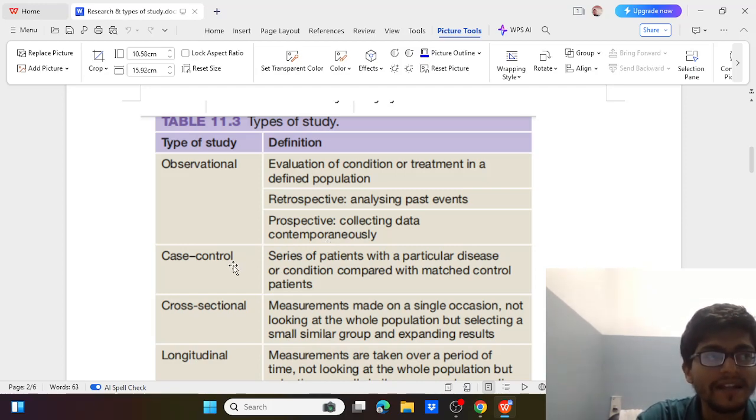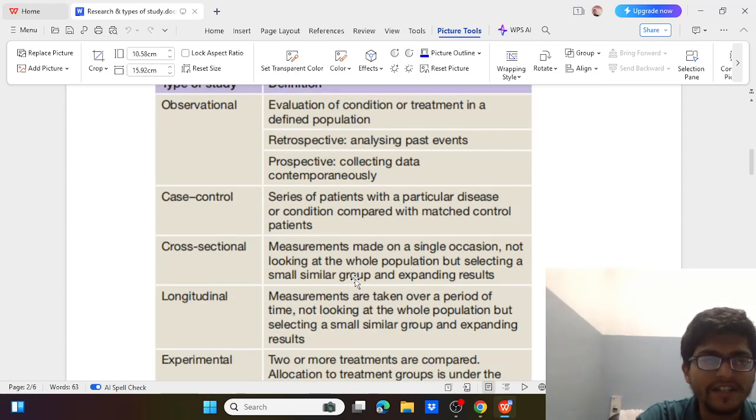Then we have case control study. In case control study, we'll have a series of patients with a particular disease or condition, and we will compare with the matched control patients. So इसमें हम एक डिजीज लेंगे या कंडीशन लेंगे ऑफ नंबर ऑफ पेशेंट और उसको एक कंट्रोल ग्रुप से कंपेयर करेंगे. देन क्रॉस सेक्शनल स्टडी.